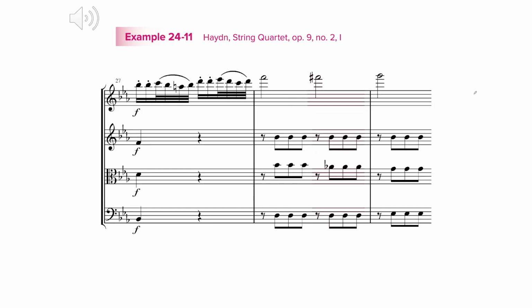Here is another example taken from the string quartet by Haydn. Let's listen to it first.